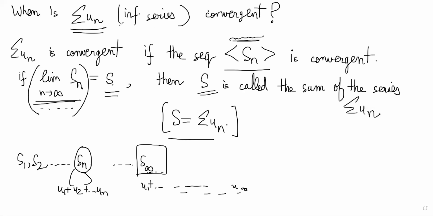So this is the definition of a convergent infinite series. Then you can say that the series sigma un is divergent if the sequence Sn is divergent.